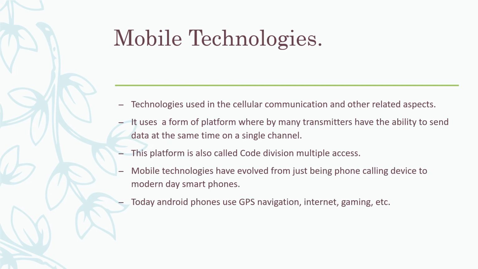Finally comes the mobile technologies. These are used in cellular communication and other related aspects. These are used in your cell phones. It uses a form of platform where many transmitters have the ability to send data at the same time on a single channel. In addition to this, you're always using the mobile phone, you're roaming here and there, so there needs to be, we learned about the long-term evolution in the first chapter. So LTE is at play in this case, where you have to be receiving the data at all times, whether you are moving from one place to another place.